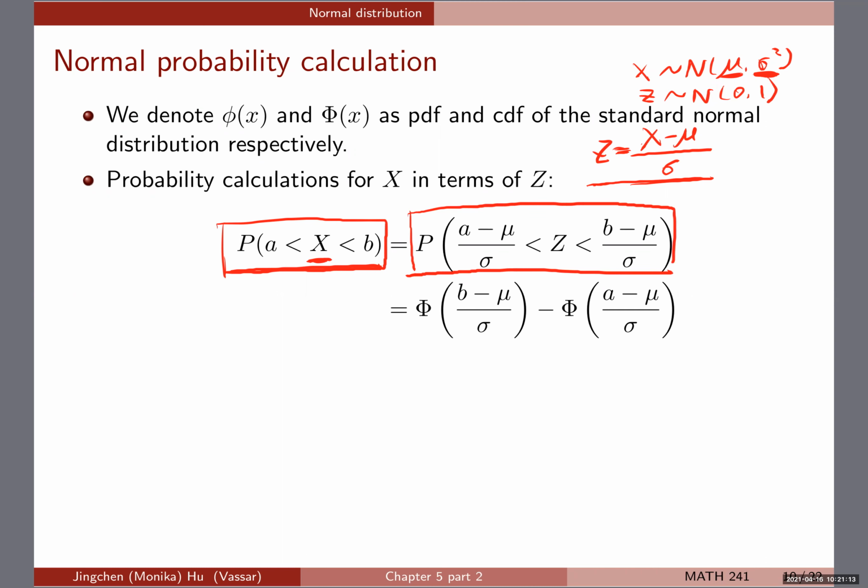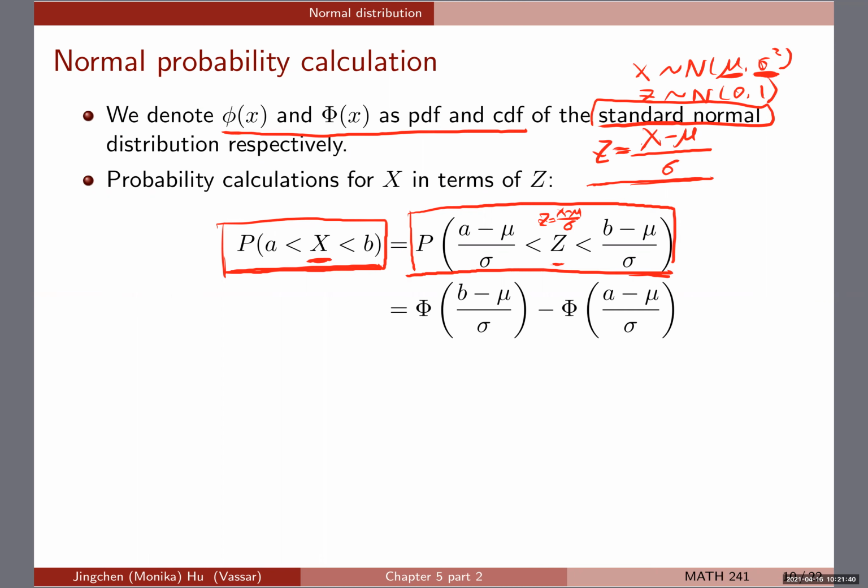As we know, Z is X minus mu divided by sigma. So the inequality holds when I do A minus mu divided by sigma, and then B minus mu divided by sigma. All of this is good. Once we do this, you will see that because this PDF and CDF are for the standard normal distribution, we're able to directly do that.